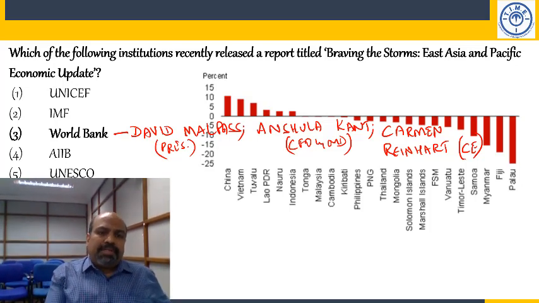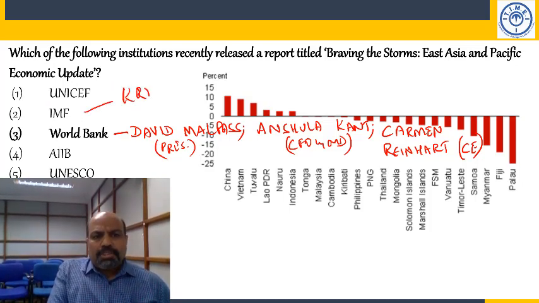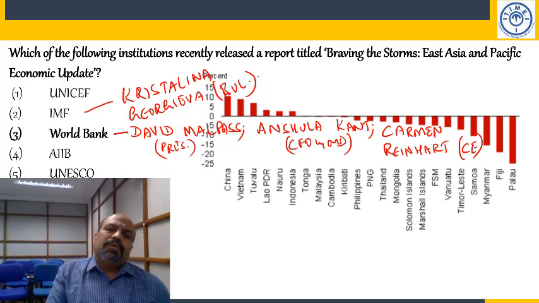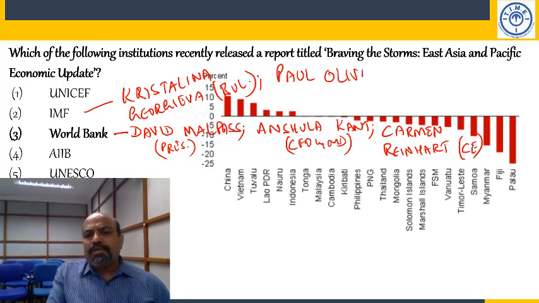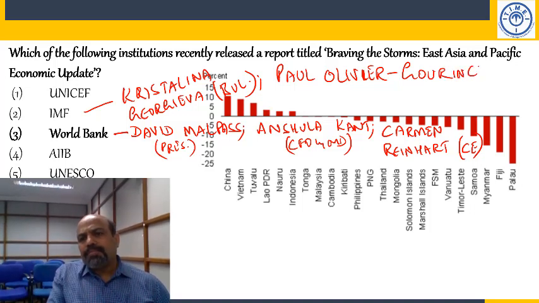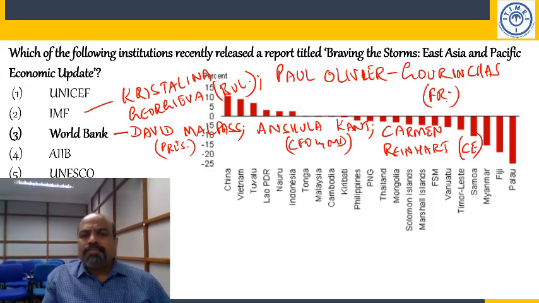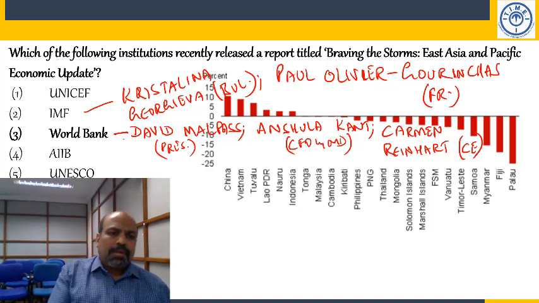So we could write something similar for IMF. Kristalina Georgieva, for Bulgaria. She's from Bulgaria. Chief economist is Paul Olivier Gourinchas. He's from France. UNICEF, Audrey Azoulay.